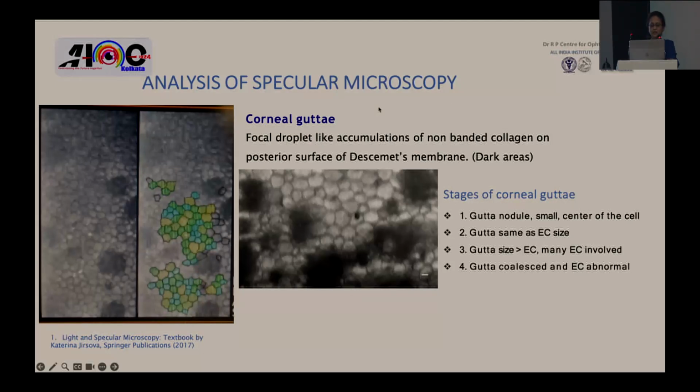Again, these pictures are self-explanatory. You're seeing the various types of guttae here, and the classification of guttae. I think this is usually asked in vivas: the stages of guttae.